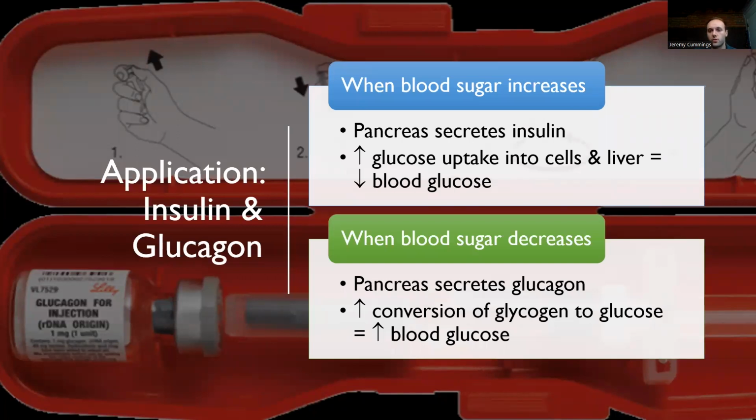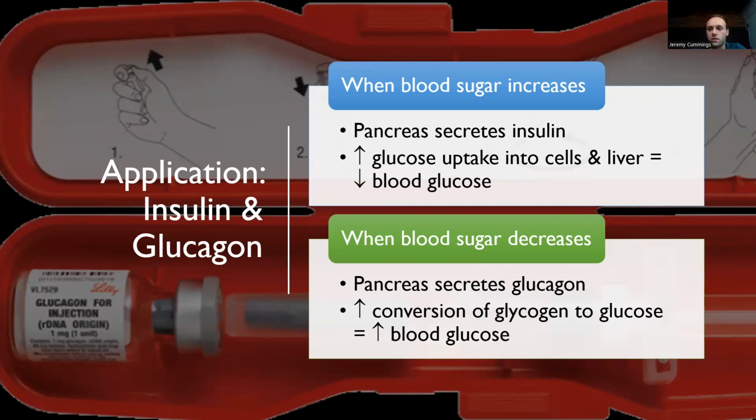So when our blood sugar increases, the pancreas secretes insulin. This increases glucose uptake into cells and the liver, and this will in turn decrease the patient's blood glucose, right? So they start at a baseline, they eat something and it spikes, and then they secrete the insulin and the blood sugar level comes back down. When blood sugar decreases, the pancreas will secrete that glucagon, which is going to increase the conversion of glycogen back into glucose, release that glucose into the blood, which will in turn increase the patient's blood glucose.